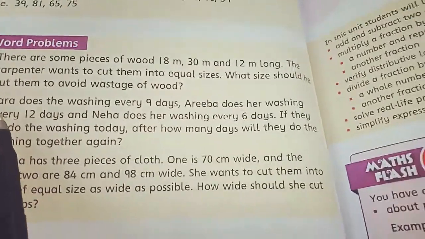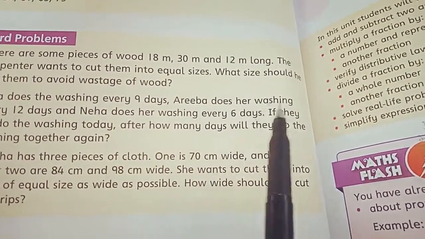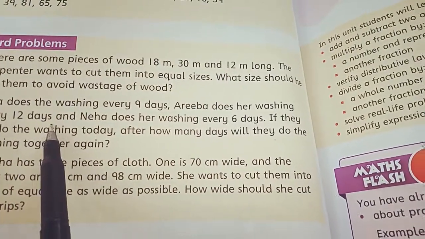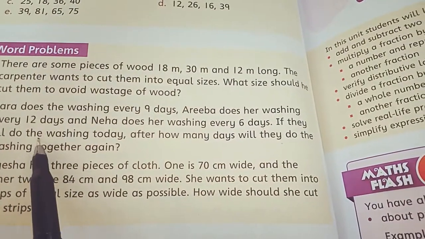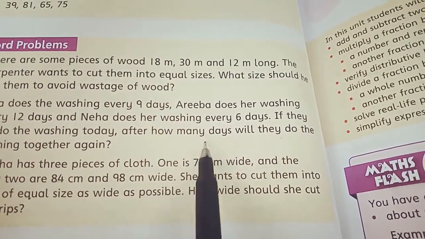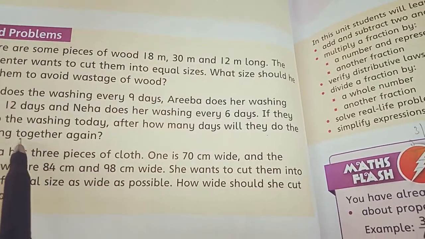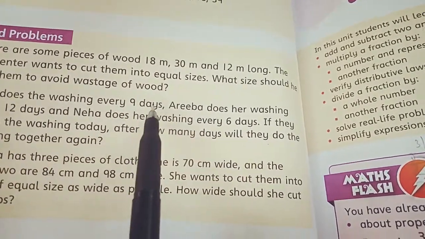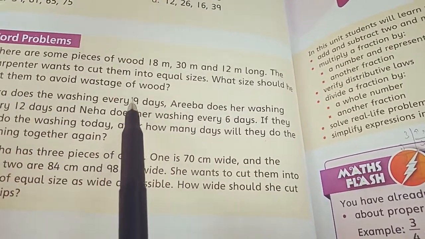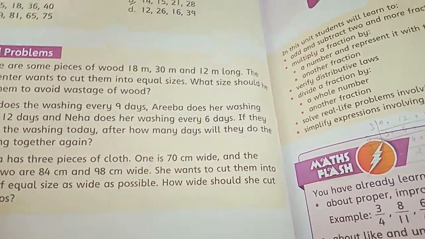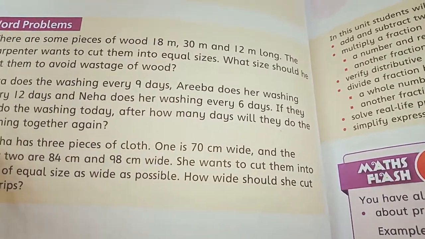For question number 2, Sarah does the washing every 9 days. Ariba does her washing every 12 days. And Neha does her washing every 6 days. If they all do the washing today, after how many days will they do the washing together again? Together means you have to take them all combined and take the least common multiple. So you have to take the LCM for this question.